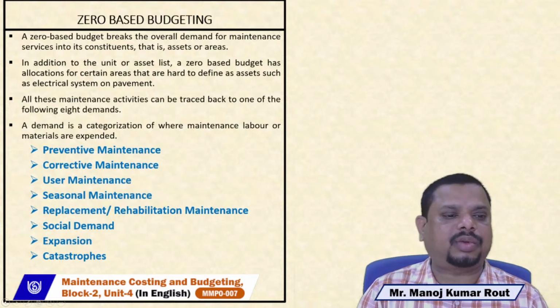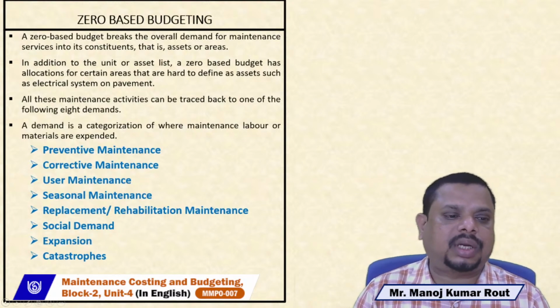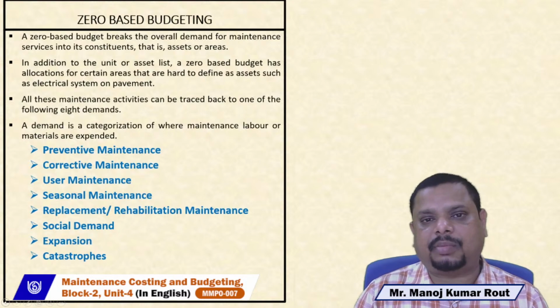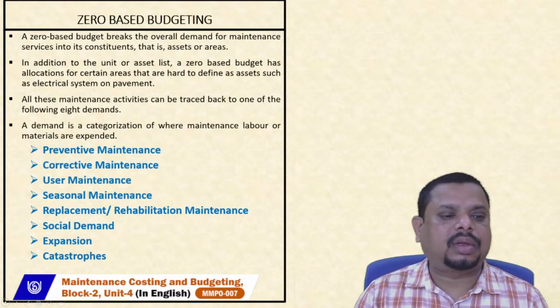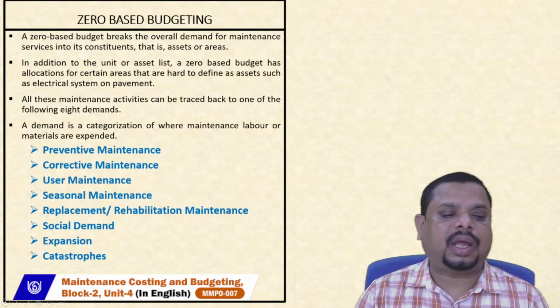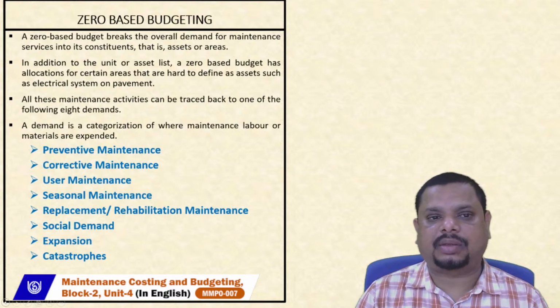So what are the following demands we have? The first one is preventive maintenance, then corrective maintenance. The next is user maintenance, for example, mechanical department use. So the mechanical department is user maintenance. Similarly, the electrical department is used, simply pronounced as electrical user maintenance. The next is seasonal maintenance, then replacement and rehabilitation maintenance, social demand, expansion, and catastrophes. These are the basic things needed in case of maintenance where labor or material are expended.